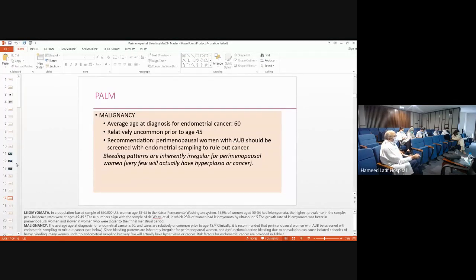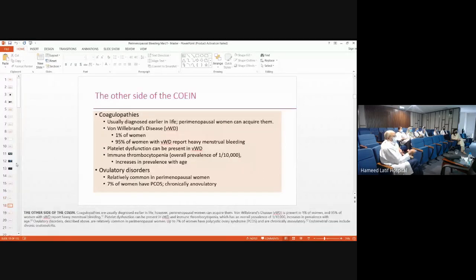And endometrial cancer is relatively uncommon before the age of 45, but sometimes it can happen. So perimenopausal women with abnormal uterine bleeding should be screened with endometrial sampling to rule out cancer. And bleeding patterns are inherently irregular around menopause. Very few actually have hyperplasia. So when we manage patients with abnormal uterine bleeding, we take into consideration other risk factors, etc., that we want to rule out endometrial cancer. So this takes care of the PALM thing.